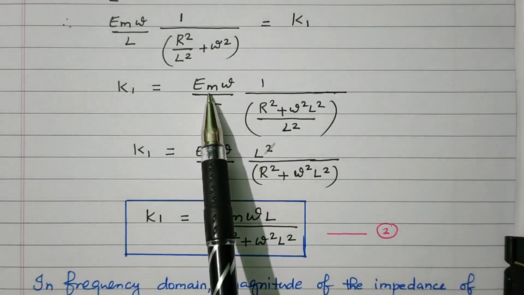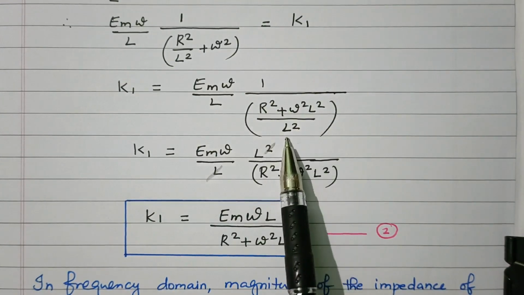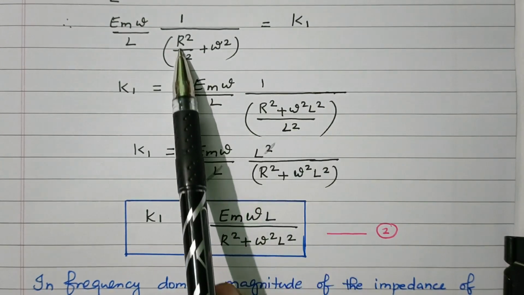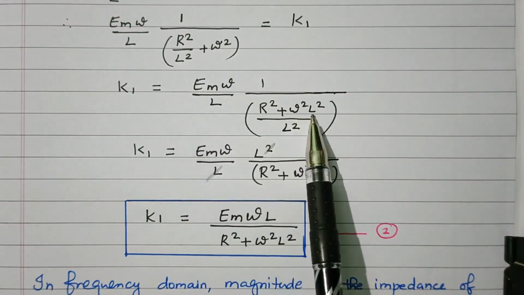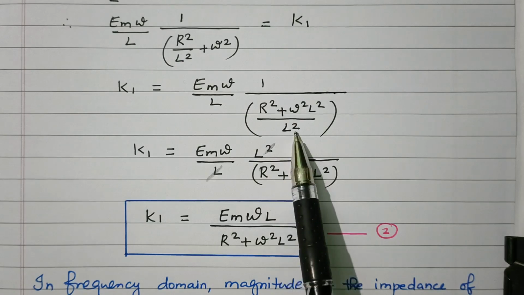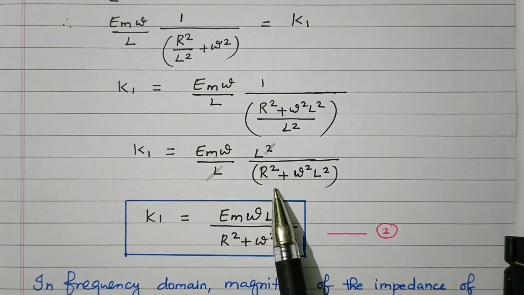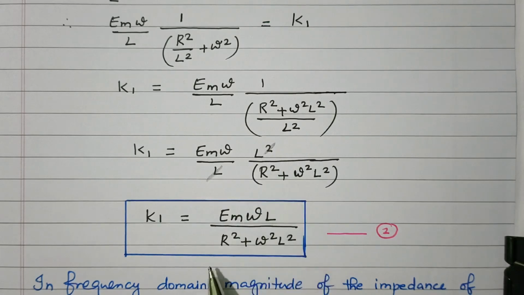So K1 equals Em omega by L into 1 divided by (R square plus omega square L square) by L square. We take this L square LCM. Here L square is available, so only R square. Here L square is not available, so it is multiplied: omega square L square. Now this L square will go to the numerator: Em omega by L, L square divided by R square plus omega square L square. One L term gets cancelled. So Em omega L divided by R square plus omega square L square. This is the K1 value.